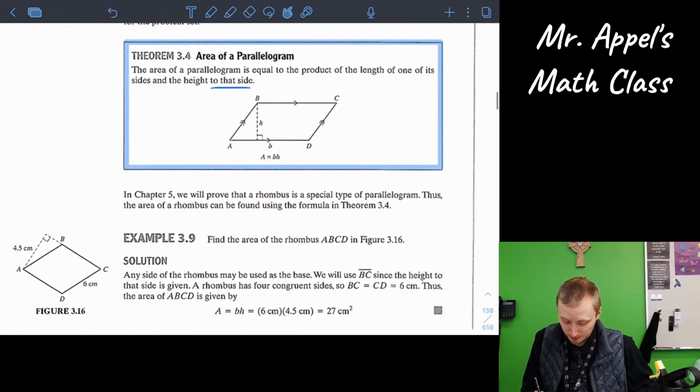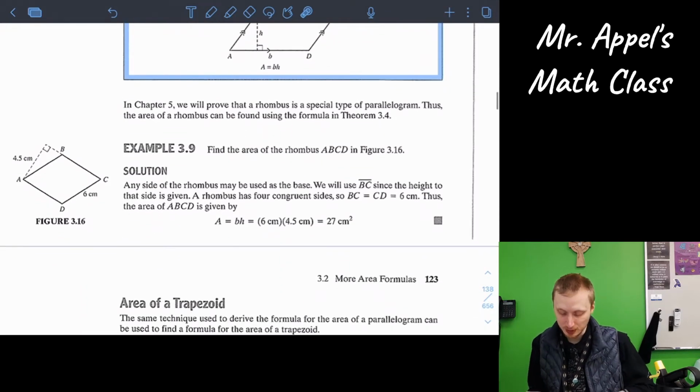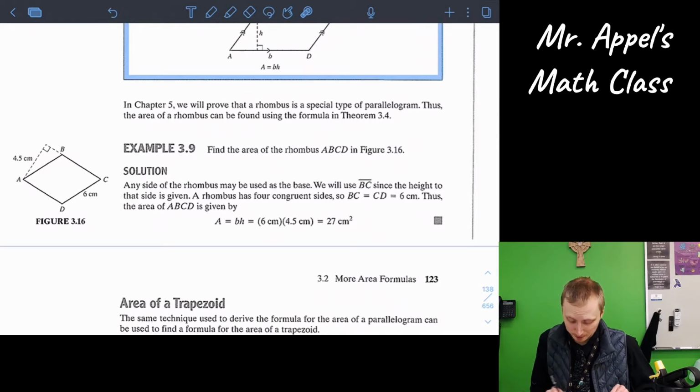In Chapter 5, we will prove that a rhombus is a special type of parallelogram. Thus, the area of a rhombus can be found using the formula in Theorem 3.4. So here it is in action. You wanted the shortcut, here's shortcuts. Find the area of the rhombus ABCD in Figure 3.16.